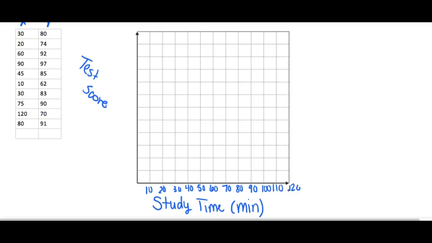So remember, I'm not listing on my x-axis just the 30, 20, 60, 90, 45. You need to make sure that they are evenly spaced. So with the test scores, I'm going to have to jump a little bit. It looks like our lowest test score is 62 and our highest maybe 92. So how about we count by fives and start with 60. Now remember, when we do this, we need to show that we're skipping. So I want 60, 70, 80, 90, and 100. So I skipped every other one, but we're still counting by fives.